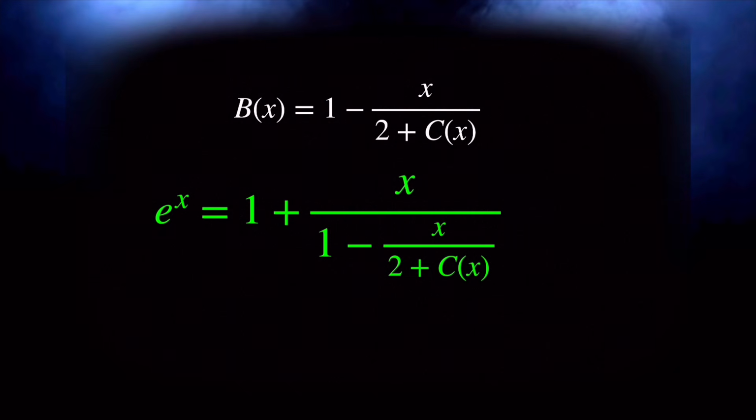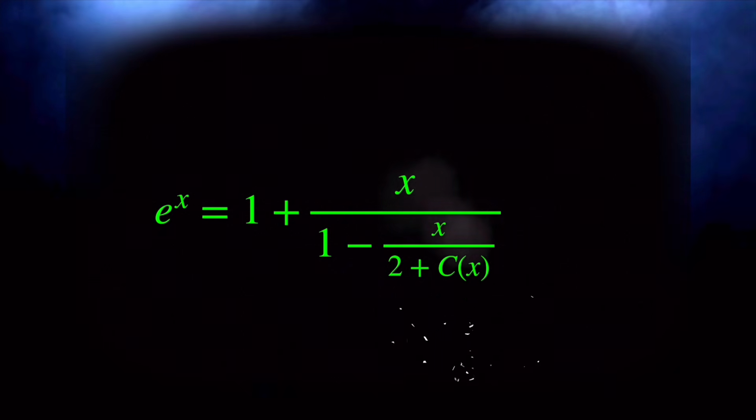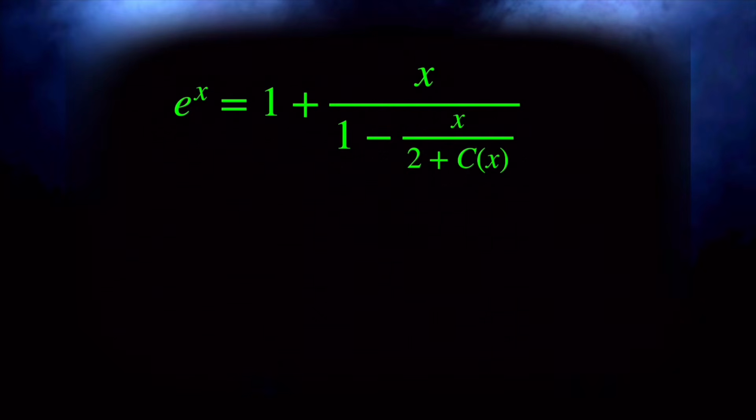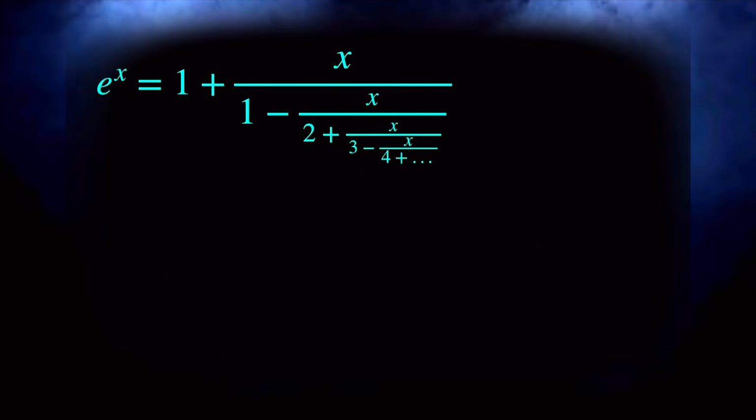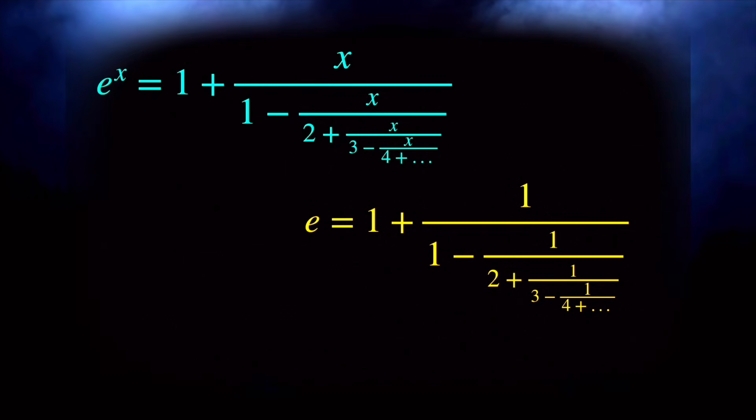So if we iterate this process, as a result, we will get a function in continued fraction notation for e to the x to look like this. And if we evaluate this at x equals 1, we get an expression for this beautiful transcendental constant, e. Of course, if we found a continued fraction for e, we must find one for our favorite mathematical constant.